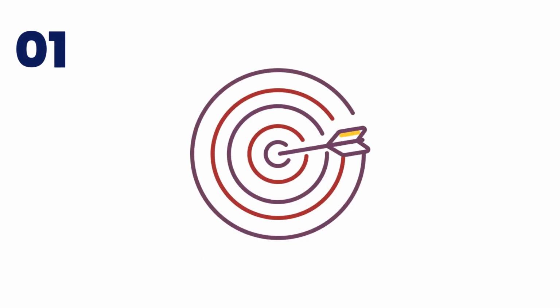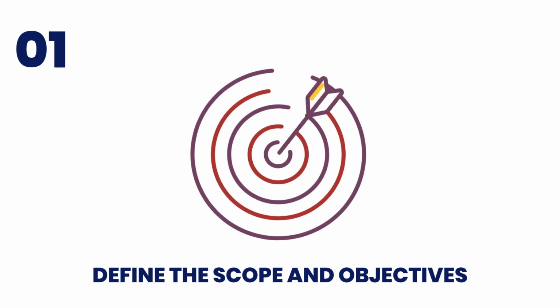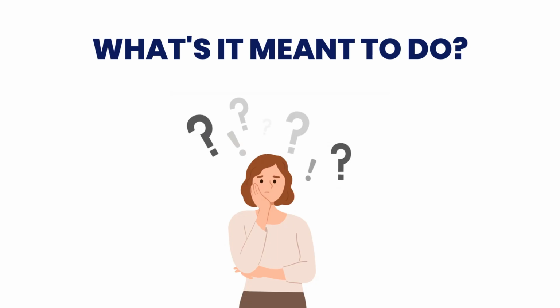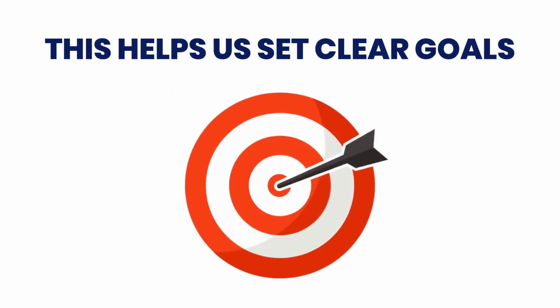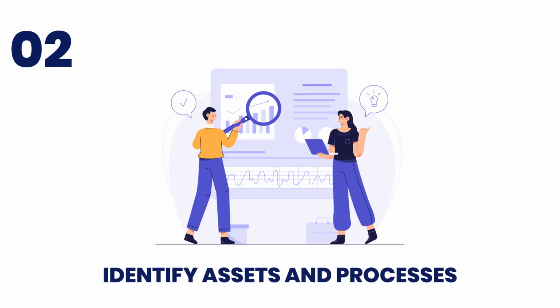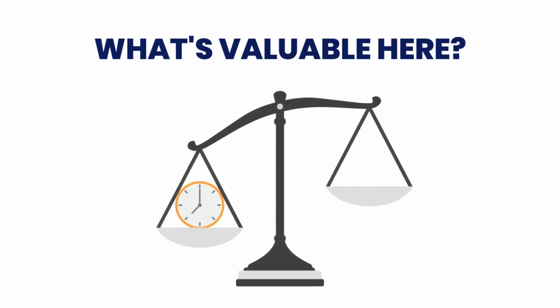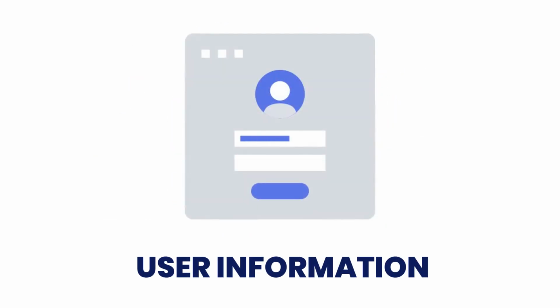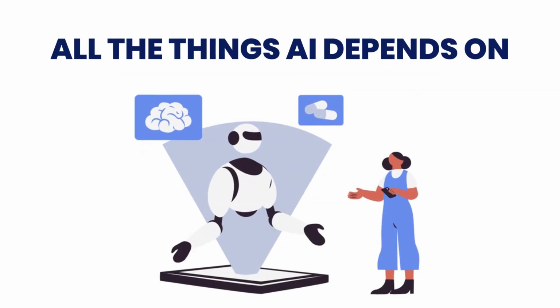Number 1, define the scope and objectives. What AI system are we looking at? What's it meant to do? This helps us set clear goals for the analysis. Number 2, identify assets and processes. What's valuable here? Data, code, algorithms, and user information, all the things AI depends on.